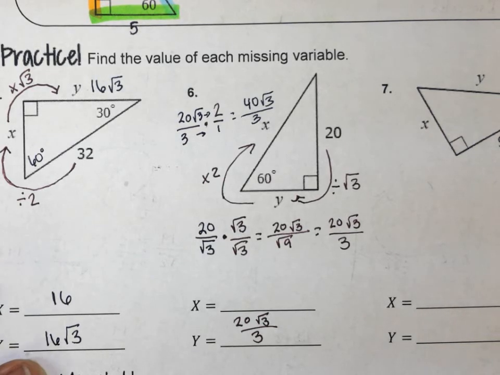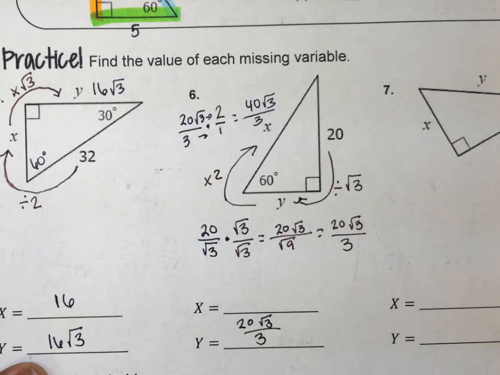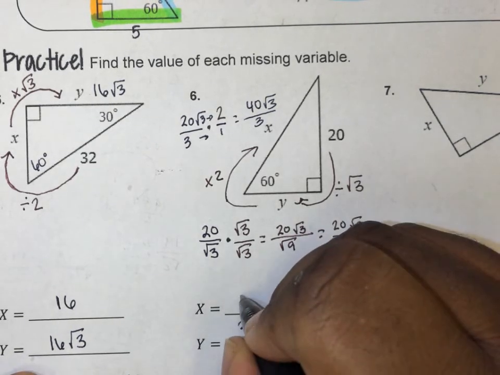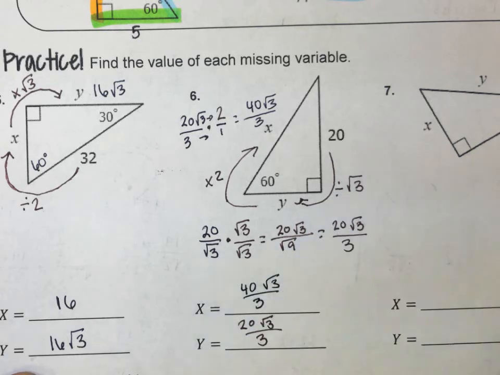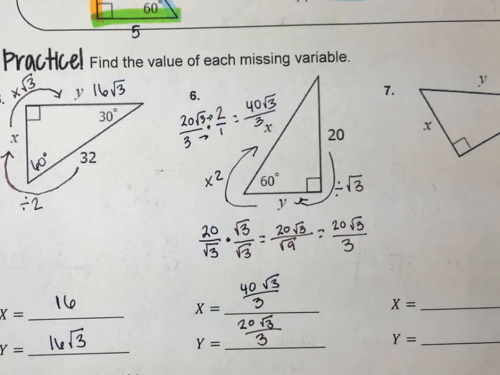And you can't simplify that anymore because 40 divided by 3 will not give you a whole number. So 40 square root 3 over 3 would be my x.